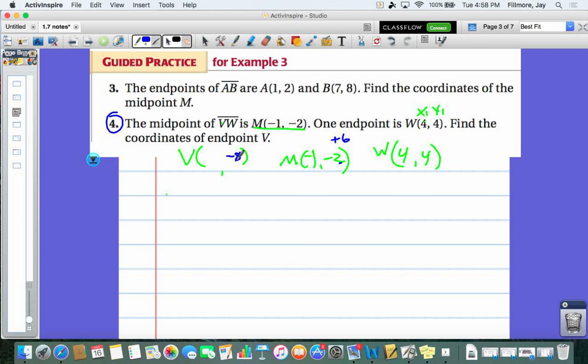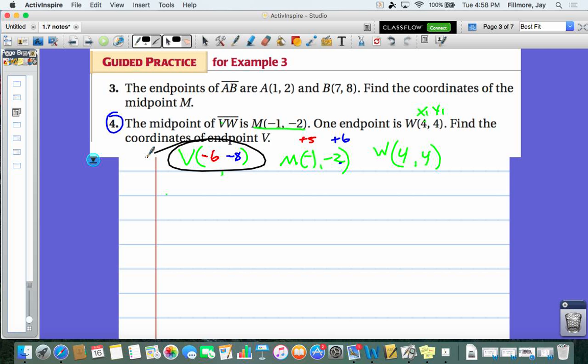For the -1, to go to +4, I'm adding 5, right? So to go from the middle to one end, I added 5. To go from the middle to the other end, I'm going to subtract 5. So -1 minus 5 is -6. So my answer, the endpoint, is -6, -8.